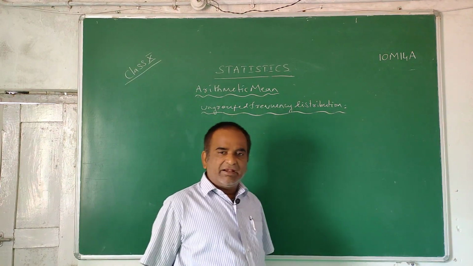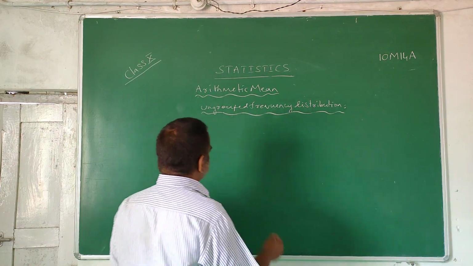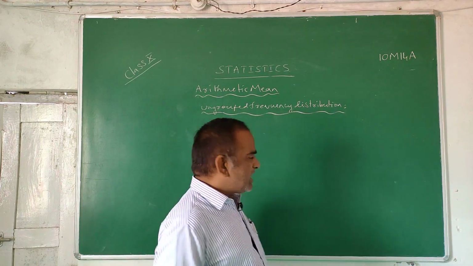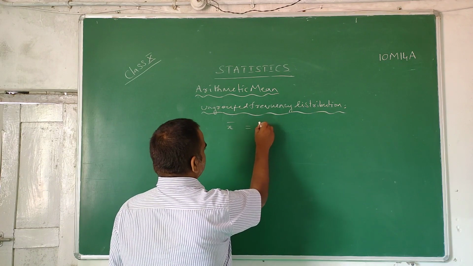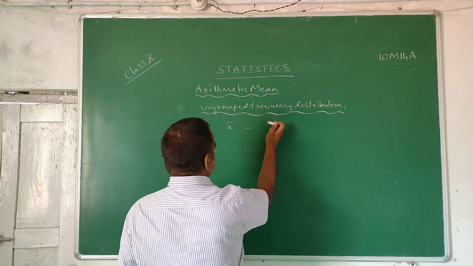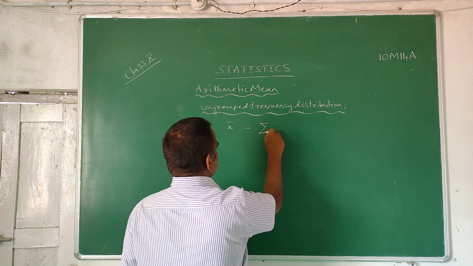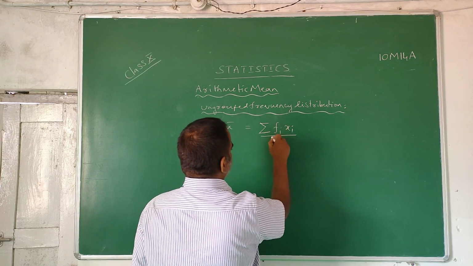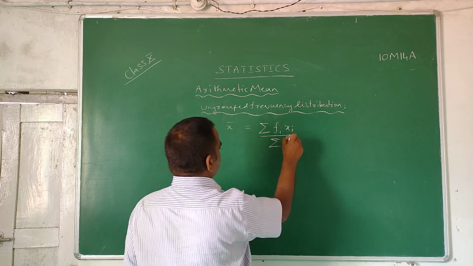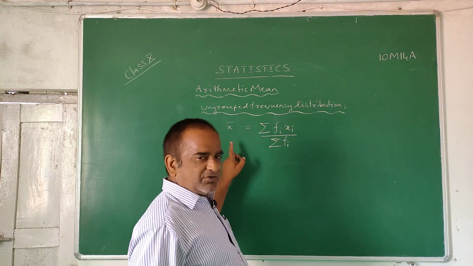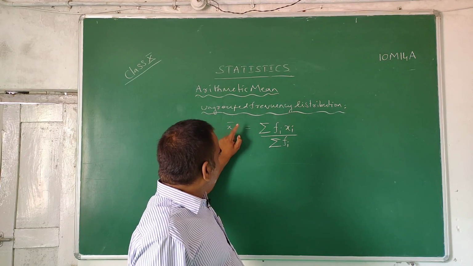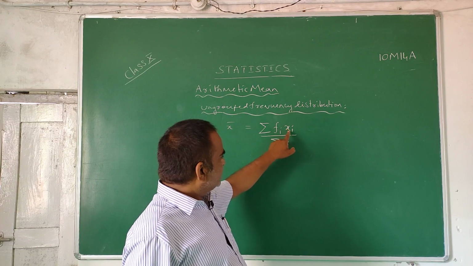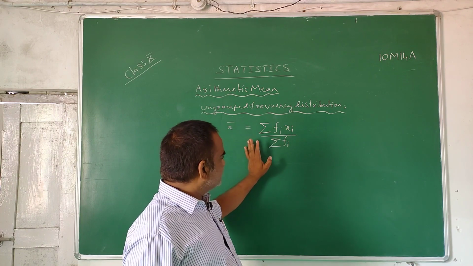so how to calculate mean for ungrouped frequency distribution? Mean, as usual, is denoted by x bar. That formula is summation fi xi by summation fi. It is the formula to calculate mean for ungrouped frequency distribution. Xi is class mark, fi is class frequency.